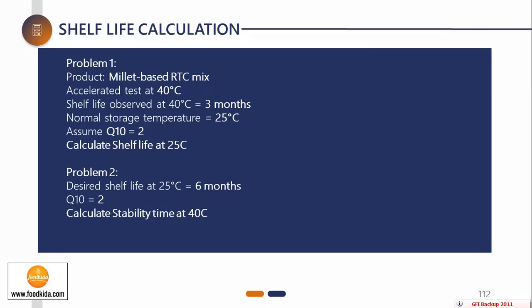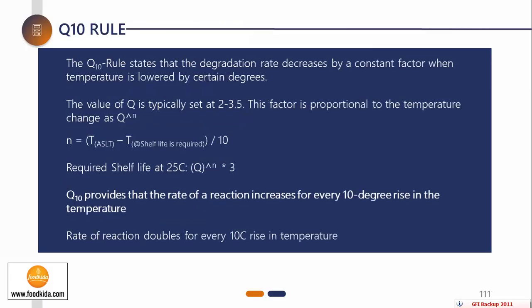So just do a fast calculation. I have a millet-based RTC mix, accelerated test at 40 degrees. It has completed 3 months of successful 40-degree stability. Normal storage temperature is 25. I am assuming Q10 as 2. Here I have assumed; then we will see how to calculate the Q value. Calculate the shelf life at 25. So can you apply this to the formula?